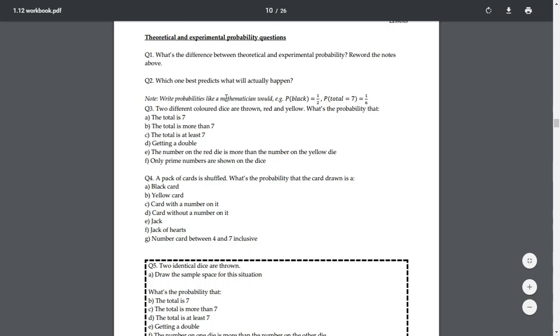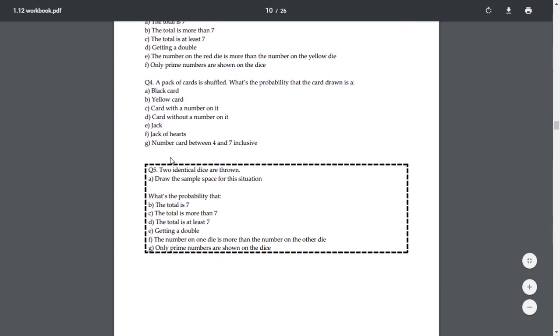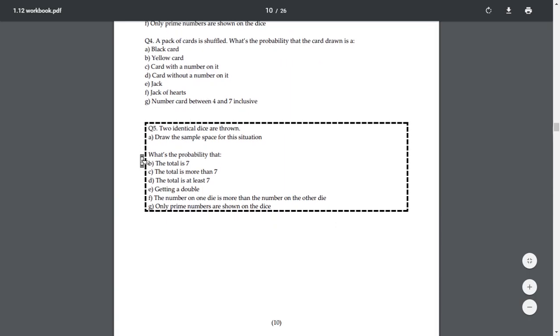When you write your probabilities, write them like a mathematician would. For example, the probability of getting a black card drawing it out of a deck is 1/2. The probability that the total of rolling 2 dice is a 7 is 1 in 6. Try and use the shortest possible phrase that is still specific and still makes sense, but is the shortest possible. Question 5 is an extension question. Feel free to do it. I encourage you to, but you don't have to.